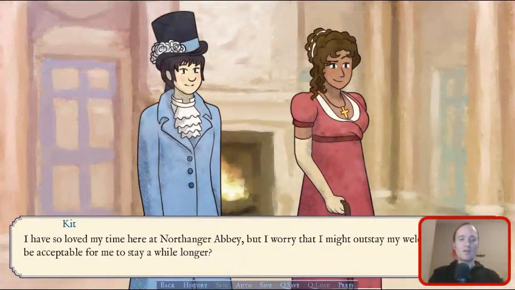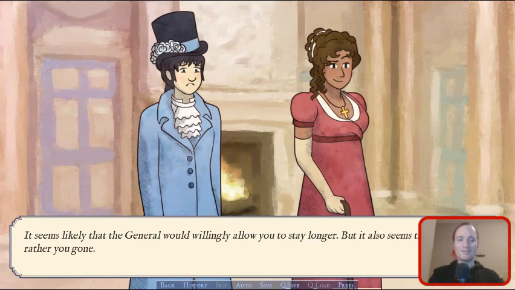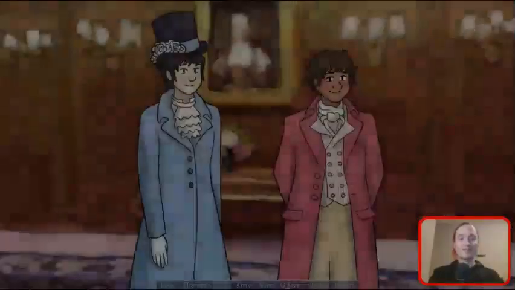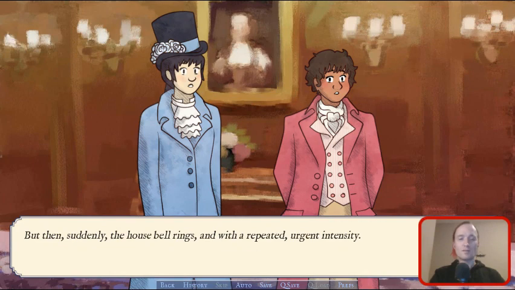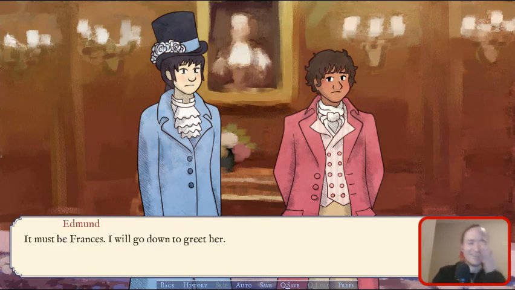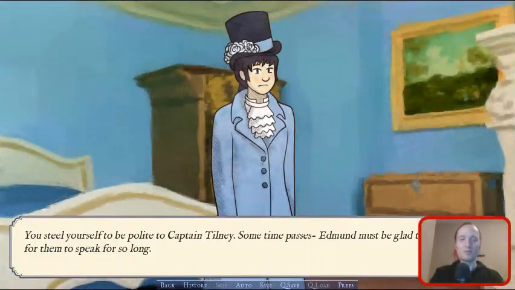We'll be brazen. "I still love my time here, but I worry that I might outstay my welcome. Would it be acceptable for me to stay a while longer?" Okay, I see. Oops. Uh-oh. "Oh, Helen would rather you were gone." Ooh. We spent too much time with Edmund. We did say that thing about her mom murdering her dad. True.